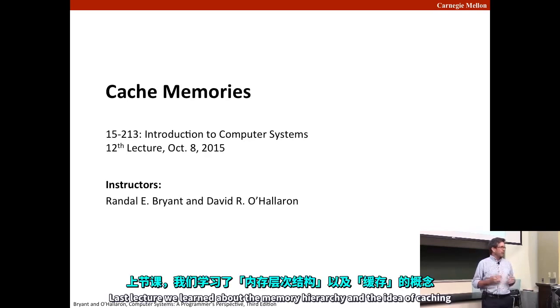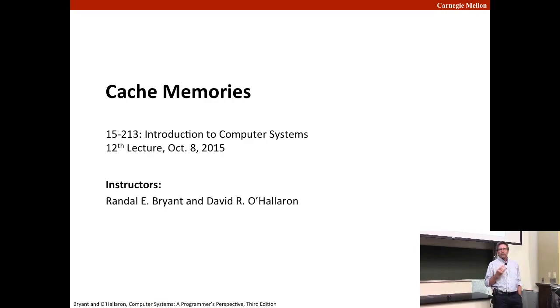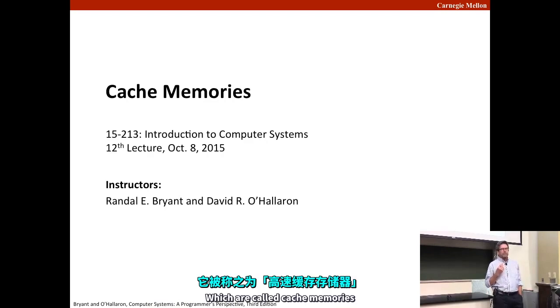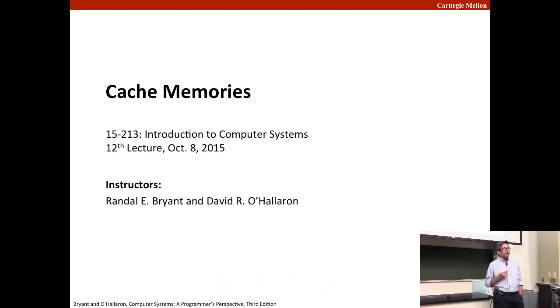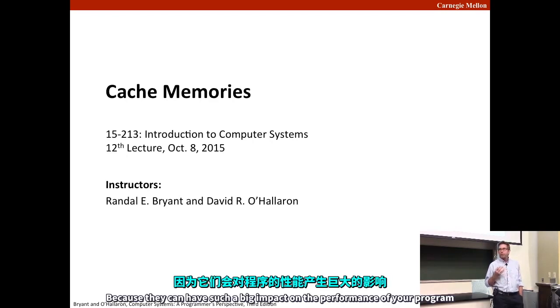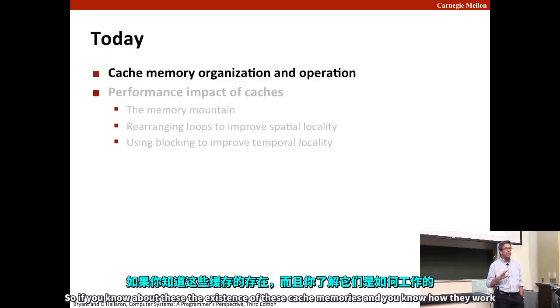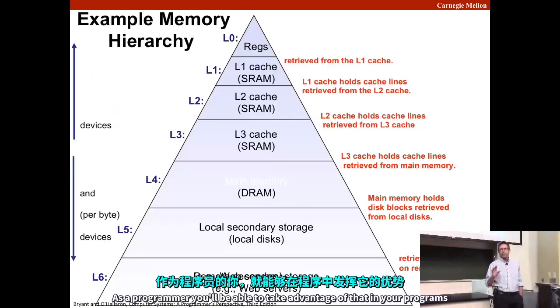Last lecture we learned about the memory hierarchy and the idea of caching. Today we're going to look at a very important kind of cache, which are called cache memories, and they're very important to you as a programmer because they can have such a big impact on the performance of your program. So if you know about the existence of these cache memories and you know how they work, as a programmer, you'll be able to take advantage of that in your programs.